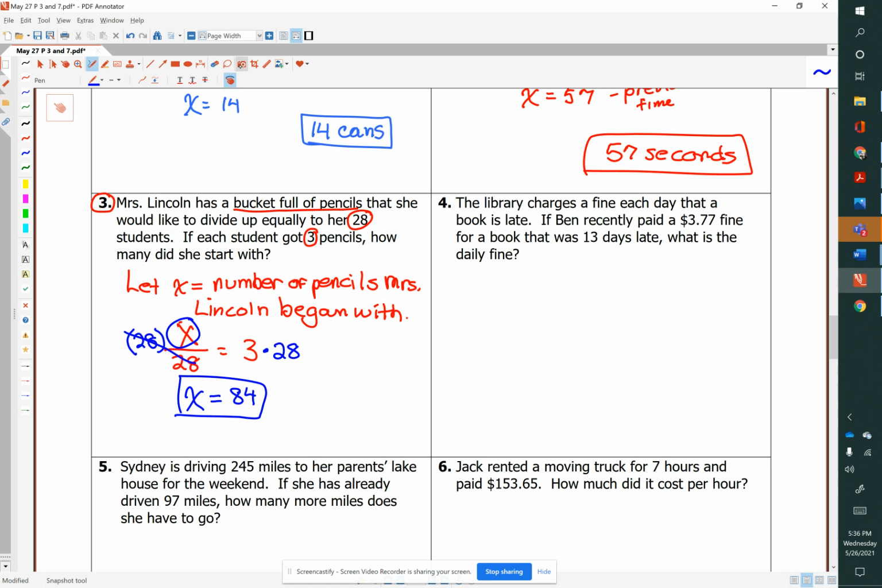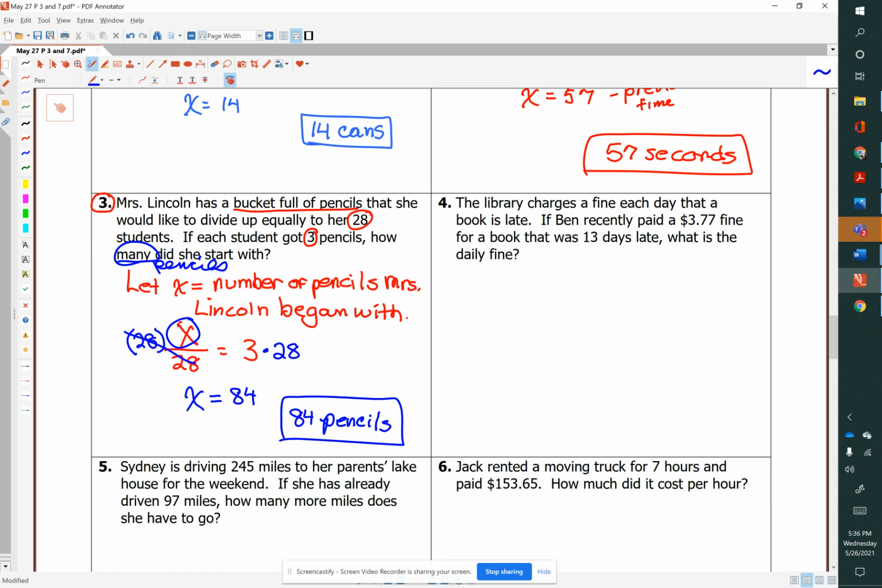And actually, I should rewrite that, 84 pencils, because that's what they're asking. How many pencils did she start with? She started with 84 pencils.